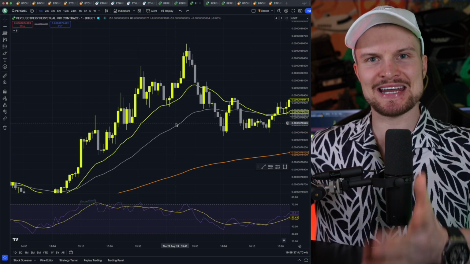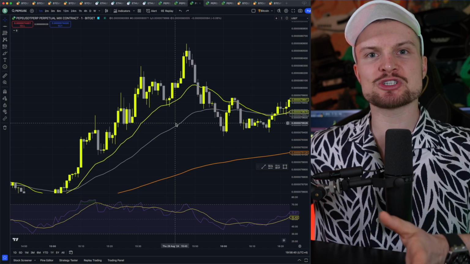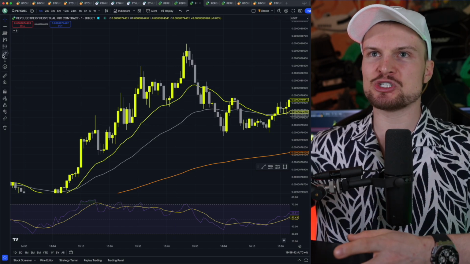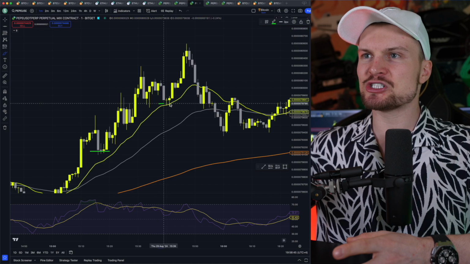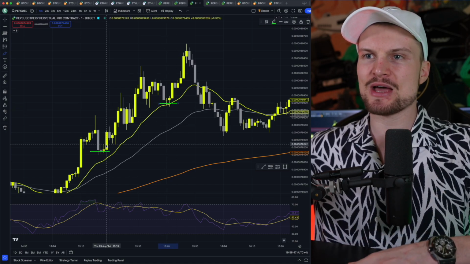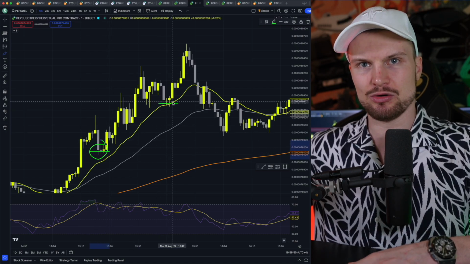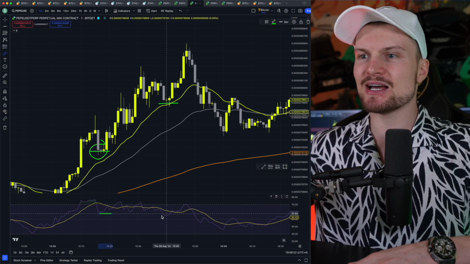Now let's cover the hidden divergence. The hidden divergence is a trend continuation pattern. So in the uptrend, you just simply check the lows of the price and you check the lows of the RSI. So here, for example, while the price makes a clearly higher low, the RSI makes a clearly lower low.